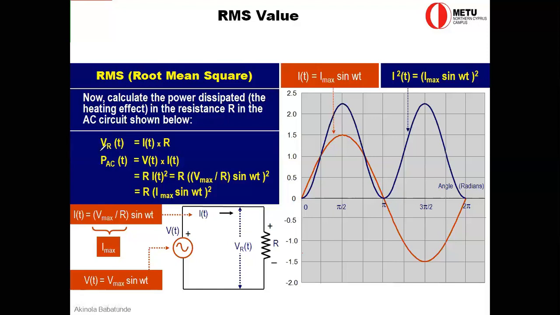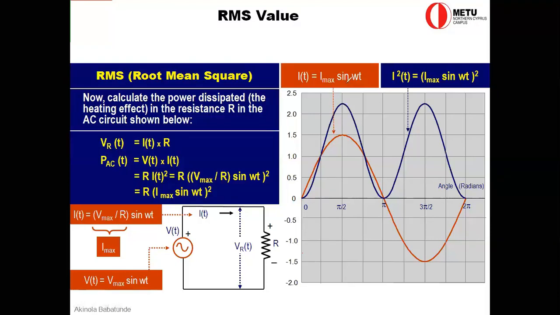So AC power would then be equal to V of t multiplied by I of t. We know power is equal to VI under normal circumstances, as discussed earlier. If you combine these two together, PAC would be equal to R multiplied by I of t squared.